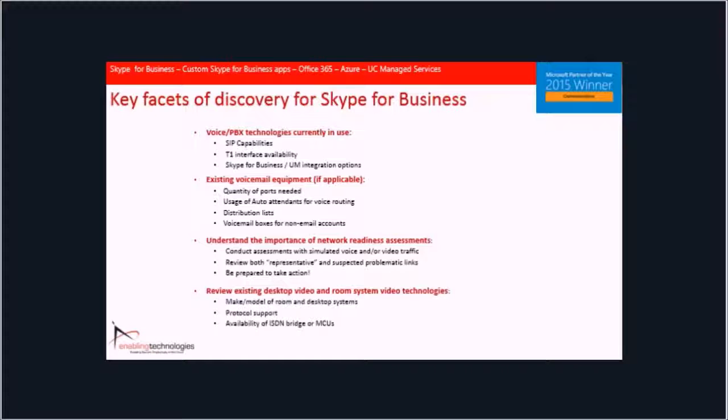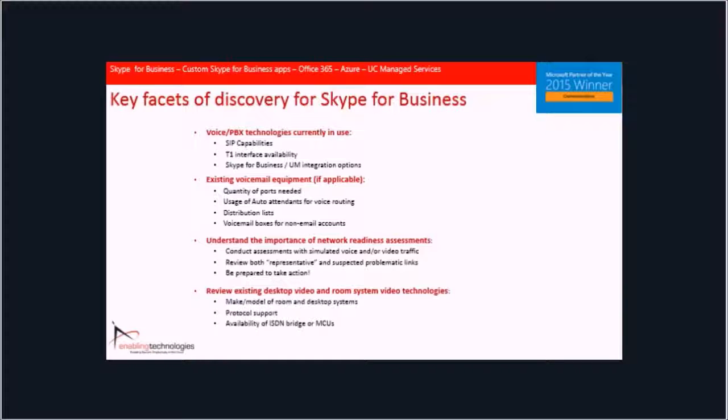Fourth point there is make sure, too, that you understand what you're doing for video conferencing in the environment. This may be an opportunity where you're looking to refresh. If so, that's great. It makes perfect sense. There are a huge variety of fantastic video conferencing tools that are interoperable with Skype for Business. Odds are, though, at least in some degree, there's going to be an expectation that you try and leverage existing video equipment.